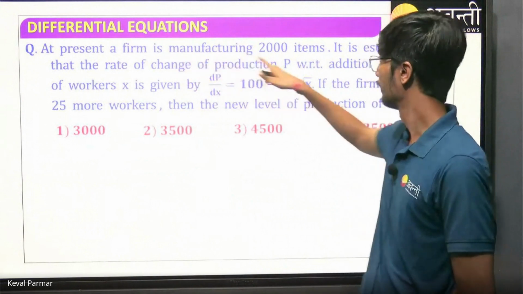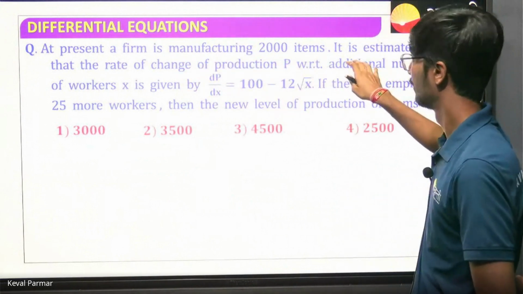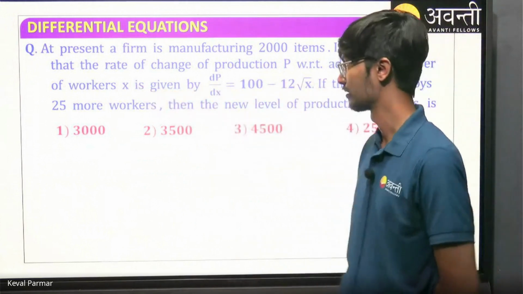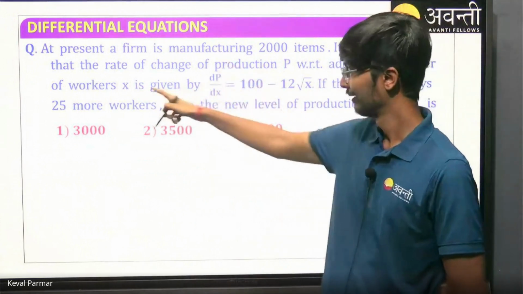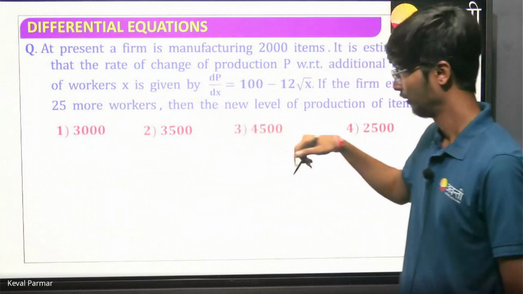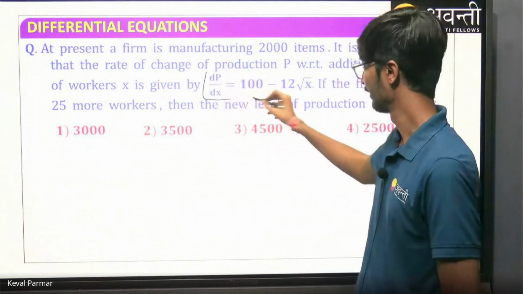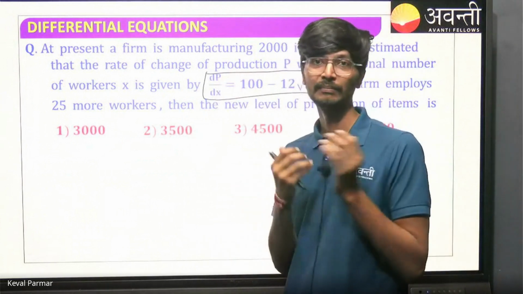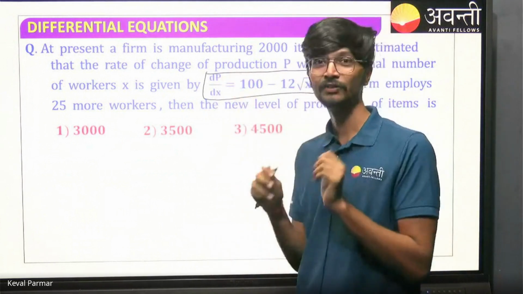Let me read it with you. There is a firm manufacturing 2000 items. It is estimated that the rate of change of production with respect to the additional number of workers is given. That means P is production, X is additional workers. It is already given. Sometimes the equation may already be given, sometimes we'll have to make it. Here it is already given, so what is left to do?